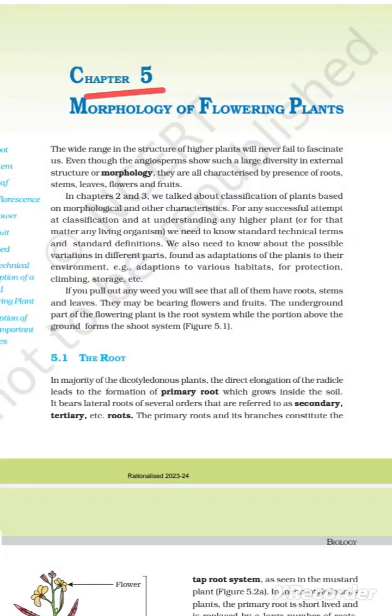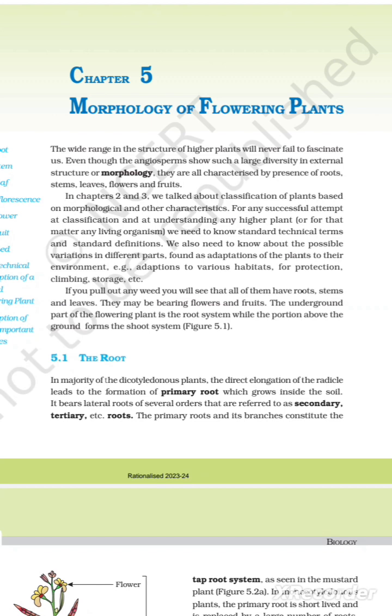Class 11, Chapter 5: Morphology of Flowering Plants. The wide range in the structure of higher plants will never fail to fascinate us, even though the angiosperms show such a large diversity in external structure or morphology. They are all characterized by the presence of roots, stem, leaves, flowers, and fruits.